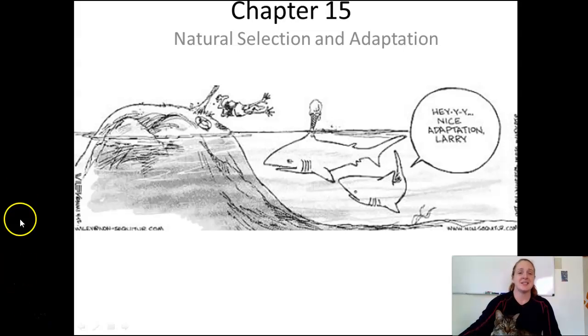So I love this cartoon because I think it's excellent to kind of make fun of or point at this idea that when it comes to adaptations, we're looking for structures mostly based on genes that are going to give an individual some kind of selective advantage in the environment. And if they have a selective advantage, then their fitness will be improved, more likely to pass on the genes for that structure to the next generation.